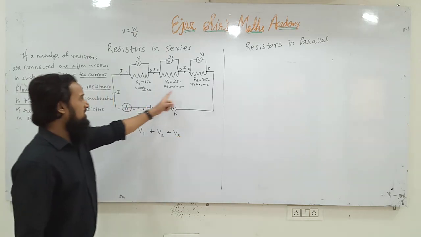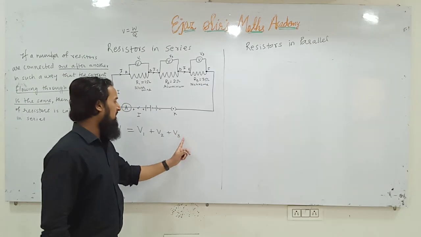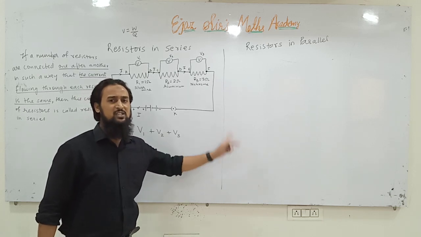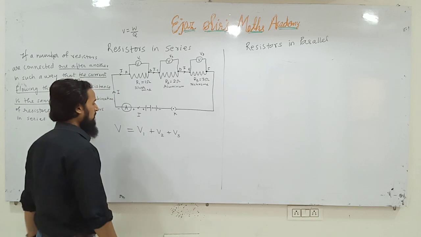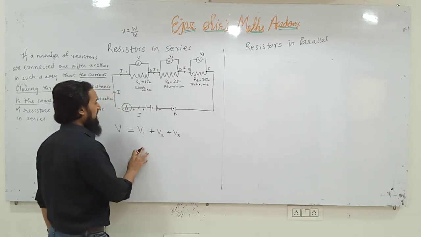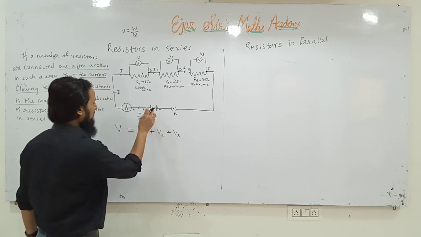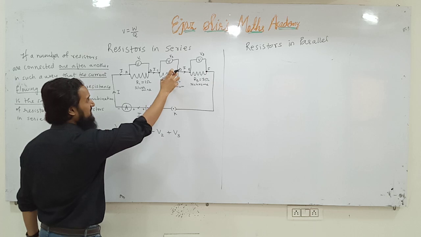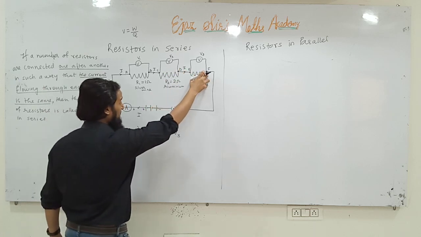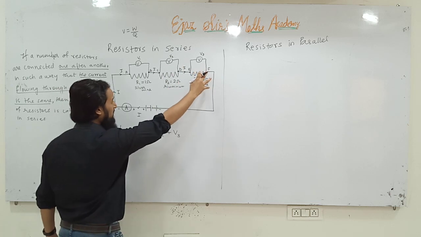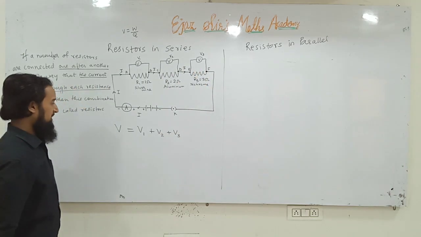If we connect 4 resistors in series, it will be plus V4. With 5 resistors, plus V5, plus V6, and it will go on. So V1, V2 and V3 together make the total voltage given by the battery. Some voltage is spent here, some voltage is spent here and some voltage is spent here. Less voltage, more voltage and maximum voltage is spent across R3.